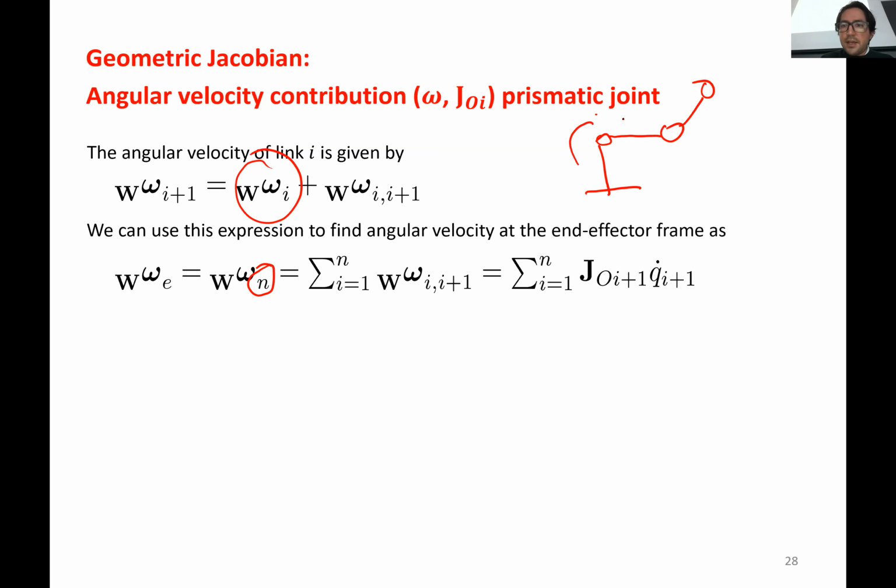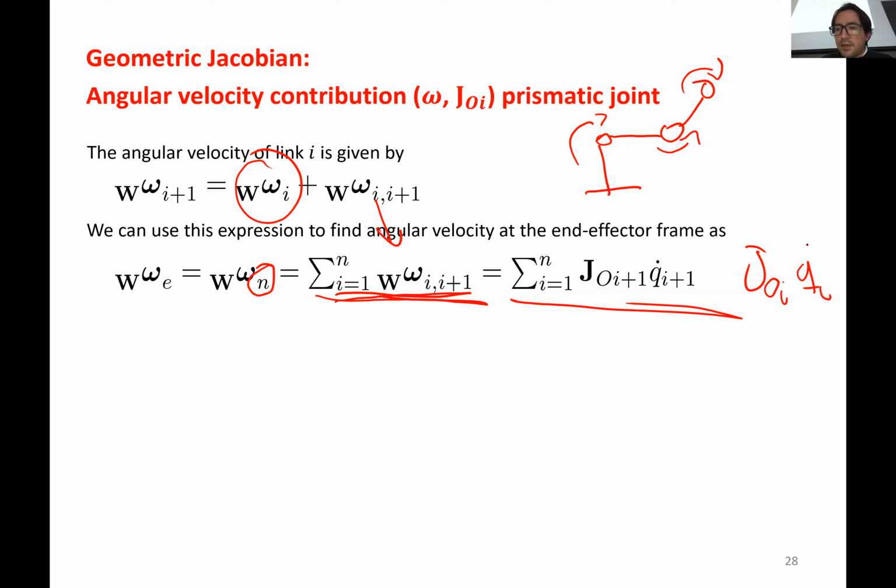You can just add the angular velocity contributions here. Basically, this expression translates to this, because we're just continuously adding the angular velocities along the kinematic chain. And what we end up with, if we equate this expression with what we wanted to find, which is, let's remove the i plus 1 just to make it clearer, just q_i dot.